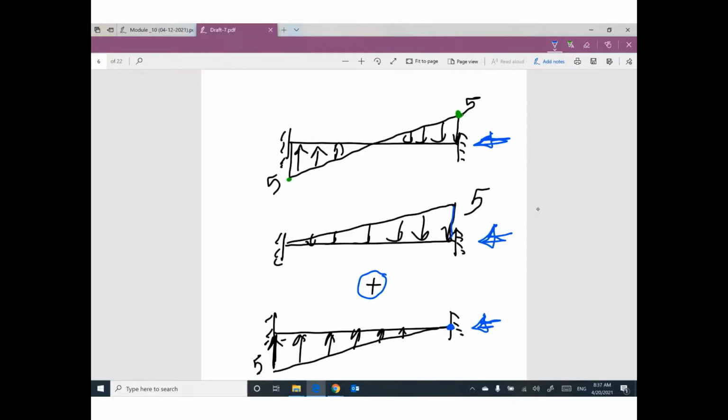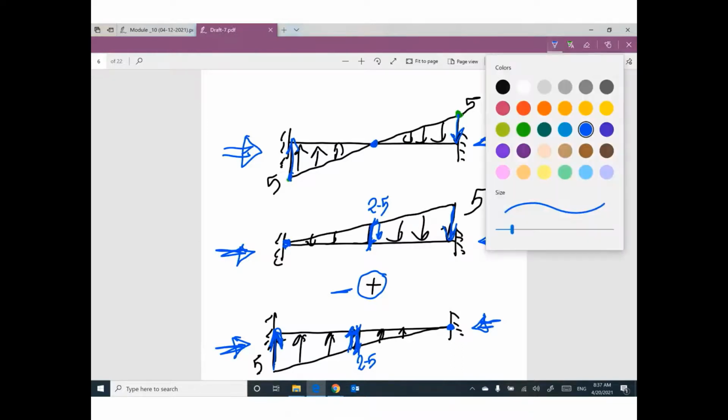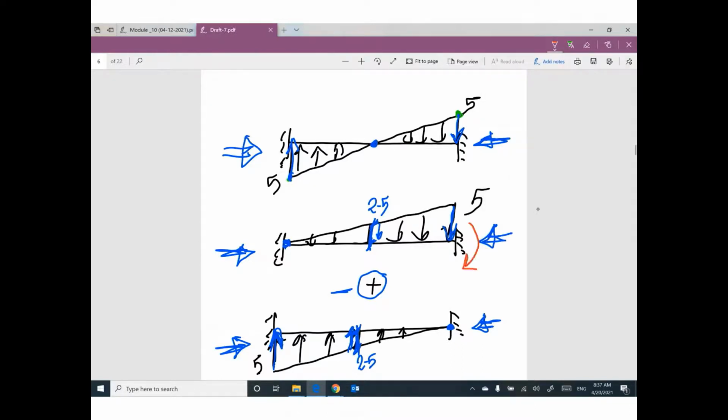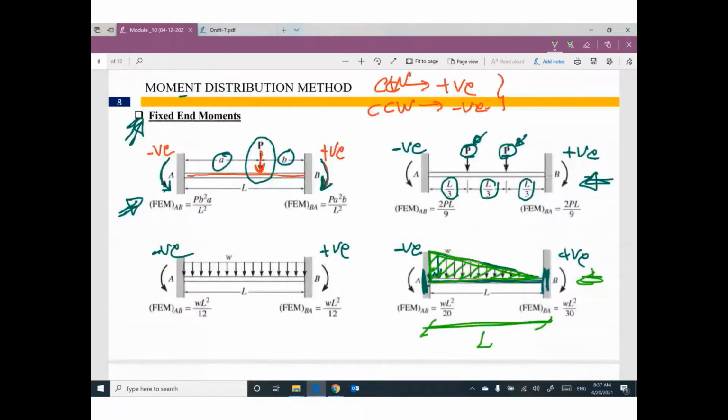0 plus 5 is 5. The value here at midpoint will be 2.5 coming down. The value here at midpoint will be 2.5 coming up. If you add this value plus this value, you are getting 0. 0 plus 5 will be 5. So this final shape equals this shape plus this shape. That makes sense? So I think right now this right angle triangle looks exactly like this one.